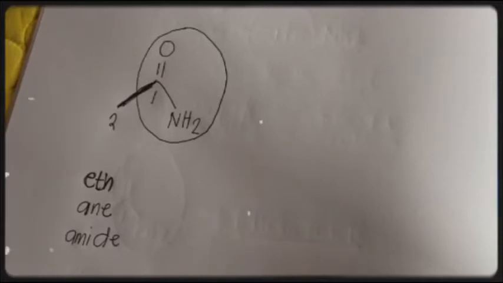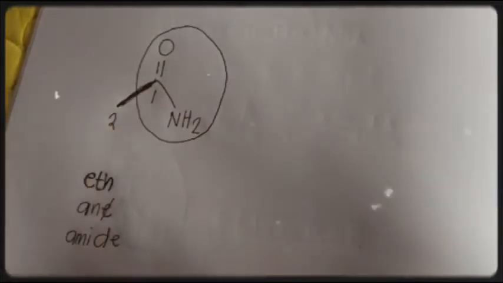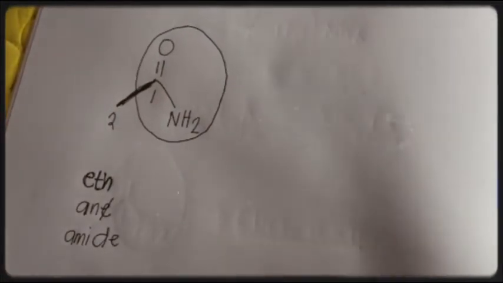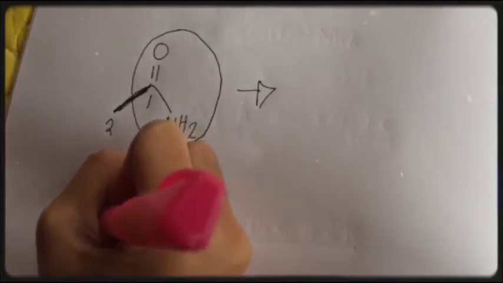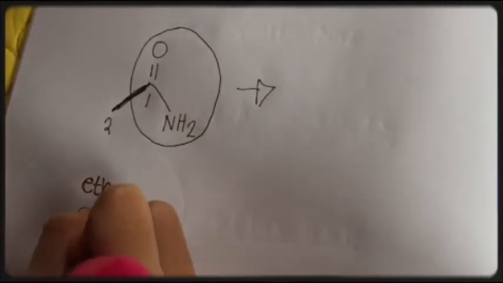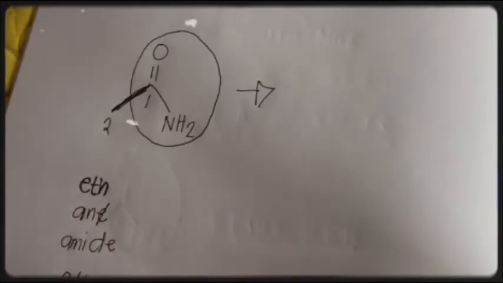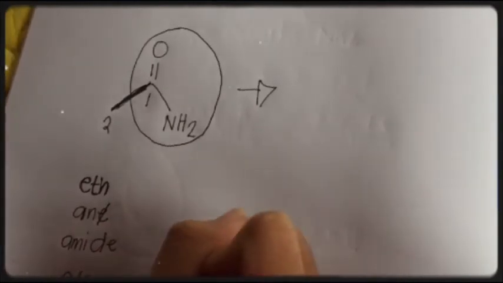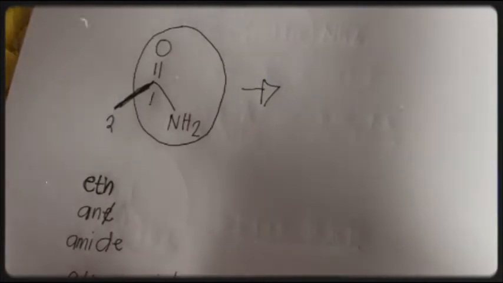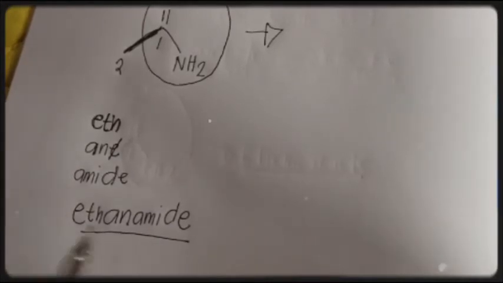Since "amide" starts with a vowel, we just need to drop the "e" and "n"... just to crush it out for us to be able to get the final name of this structure. So I just drop the E, so ethane becomes eth-an and put amide. So there we get the final name, ethanamide.